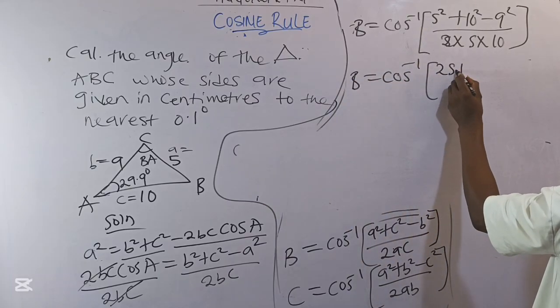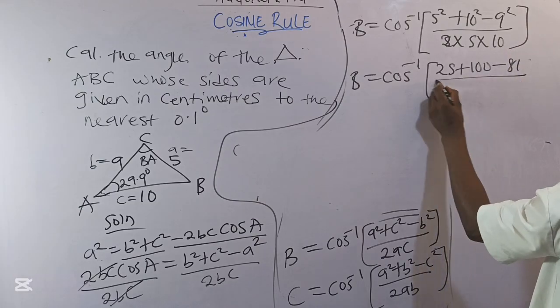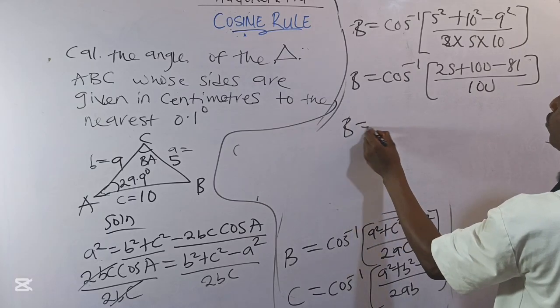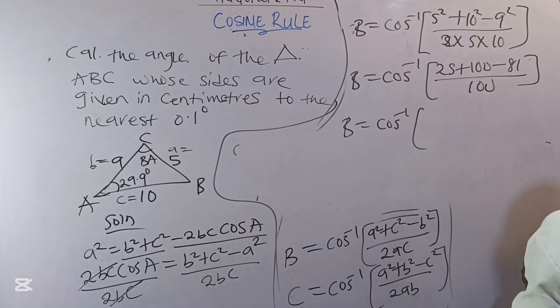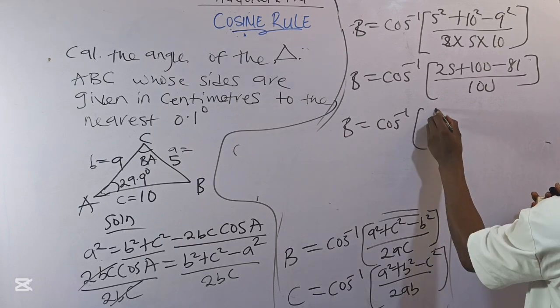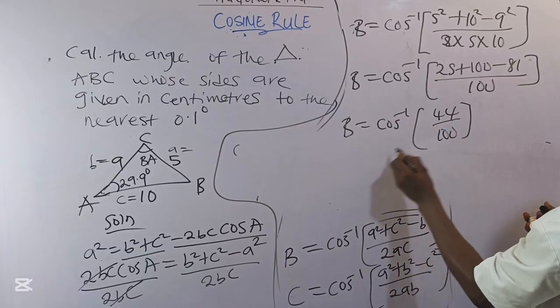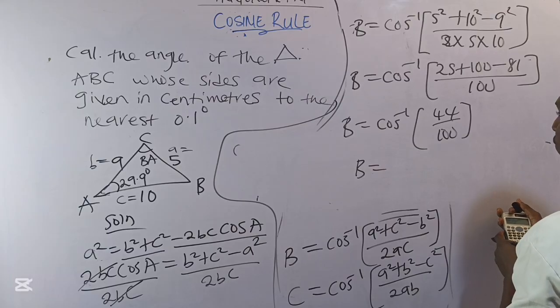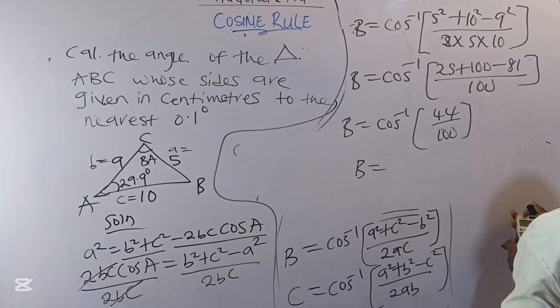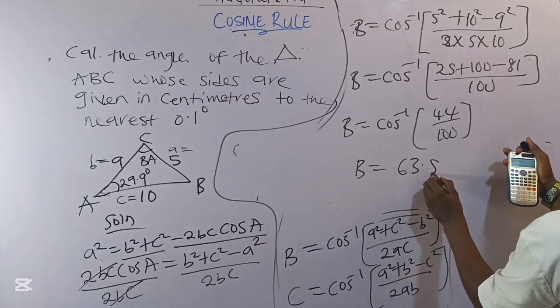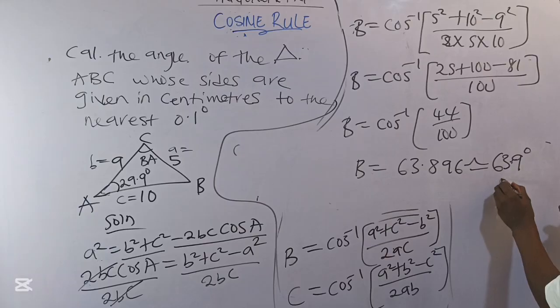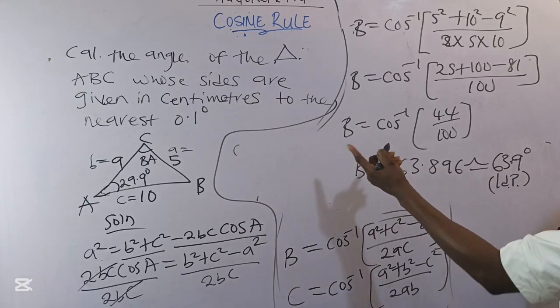5 squared is 25, plus 10 squared is 100, minus 9 squared, 81, all over 2 times 5 is 10, 10 times 10, 100. So I have B equals cos inverse of 125 minus 81, which gives me 44 over 100. 44 divided by 100 gives me 0.44, and shift cos of it gives me 63.896, which is approximately 63.9 degrees to 1 decimal point, according to what the question states.